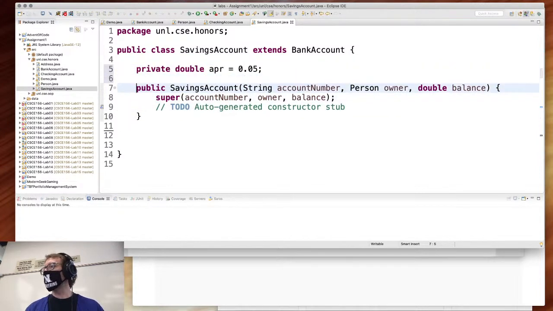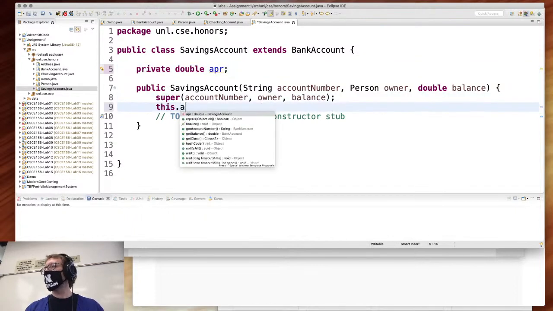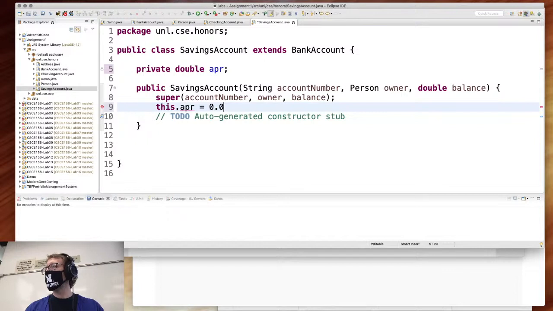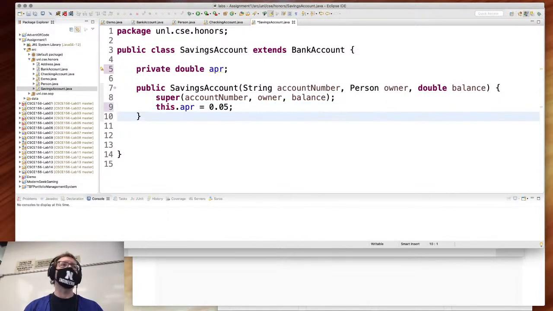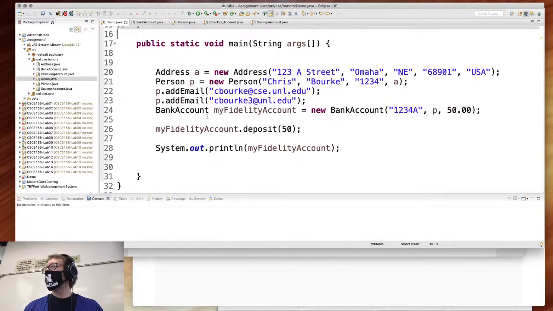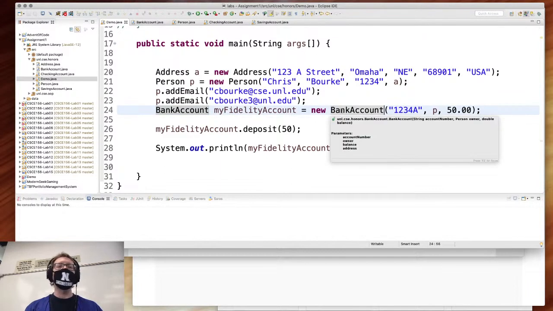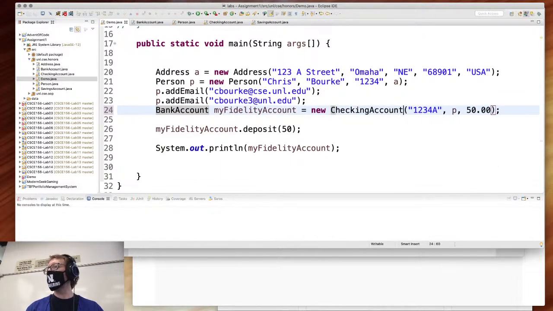Put that back up there. And I will set this APR to 5%. This.APR is equal to 0.5%. There we go. Always get rid of your to-dos once they are done. Right? Don't leave dead code in your final submissions. Okay. There. Now over in demo, I can be more specific. This, in fact, is a checking account. And I can create my Fidelity account as a checking account. Or I could leave it as it was.